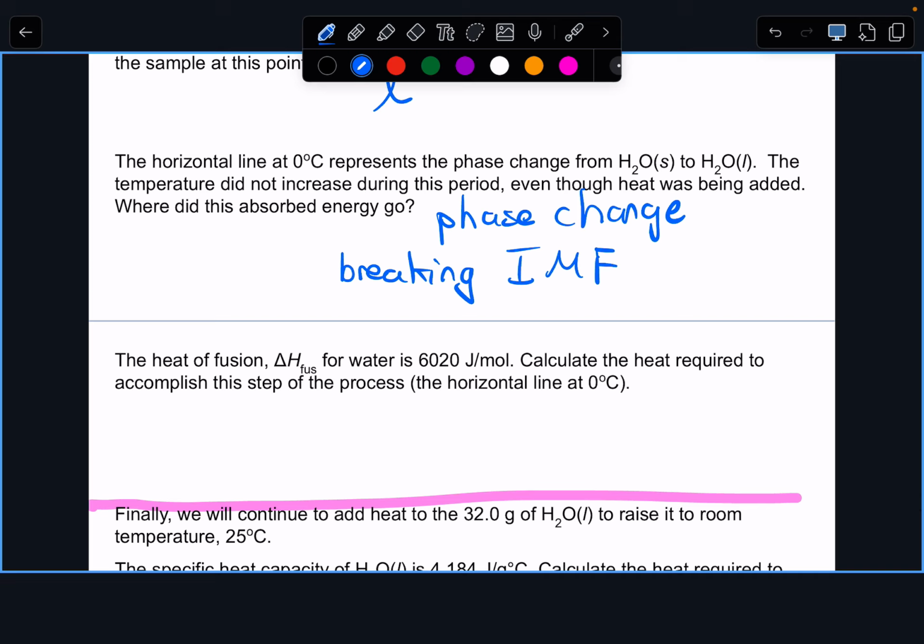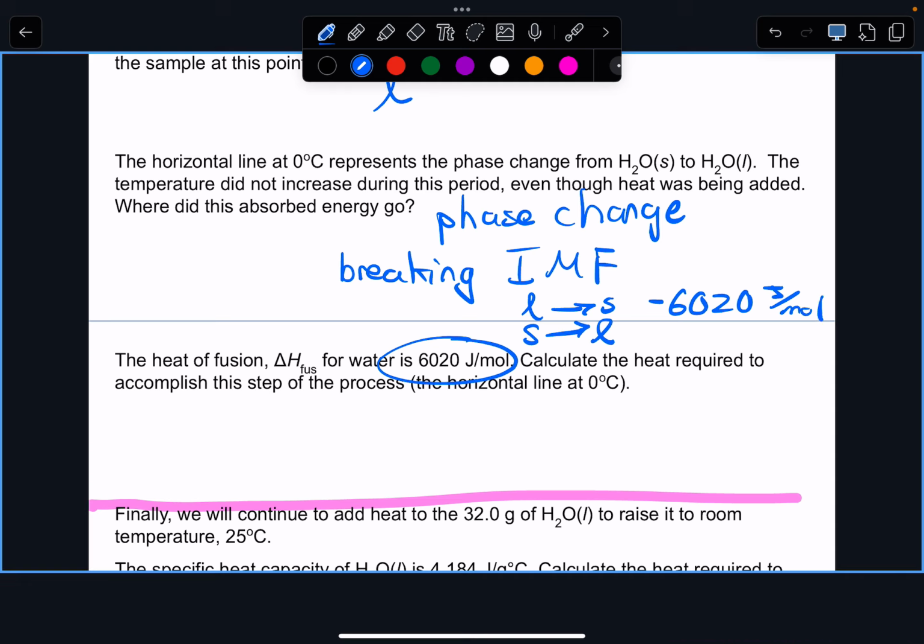And then finally, for this one, key point, the delta H of fusion that's given is a positive value. That is for solid to liquid. If you were doing liquid to solid, you would need to write that as negative, because you'd flip the reaction.